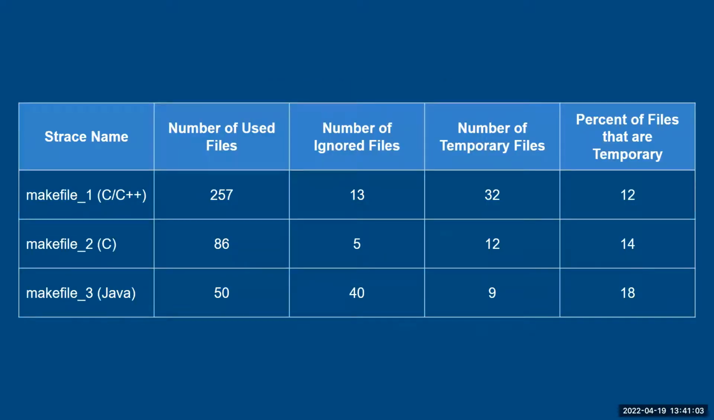Now, this is a table that looks at the number of files used, number of ignored files, number of temporary files, and percent of files that are temporary for our makefile straces. I know makefile 1 has multiple files compiled and could be a contributing factor to the higher number of used files. And makefile 3 has a lot more ignored files than any other makefile strace logs.